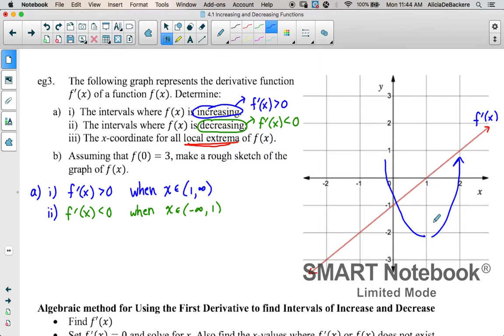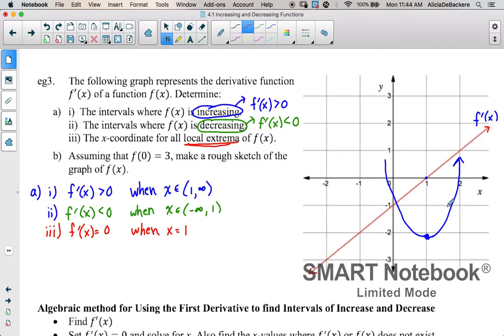At x equals 1, it says here that the value of the derivative is 0. Well, that means that the slope of the tangent is 0, and that's going to mean that I have a local minimum there. And so that's our local extrema. So when they ask for local extrema, they're actually asking me, where is the value of the derivative equal to 0?